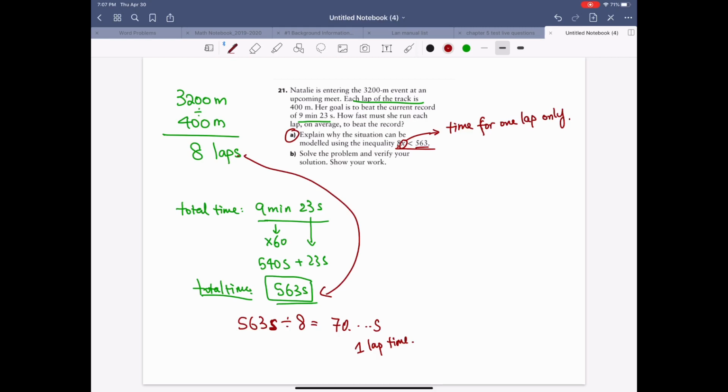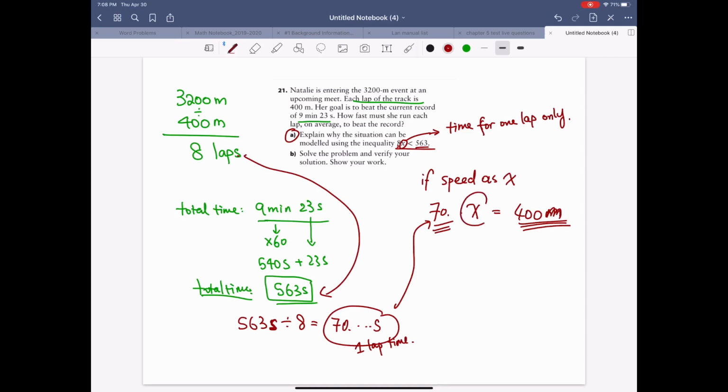If you want to set speed as x, then this number here will be the time for each lap. So 70 something, this number here, the time times speed, will give you the total distance, which is 400 meters for 1 lap. This is the time for 1 lap, and this is the distance for 1 lap, and you will have the speed for 1 lap as well, if you want to set speed as x.